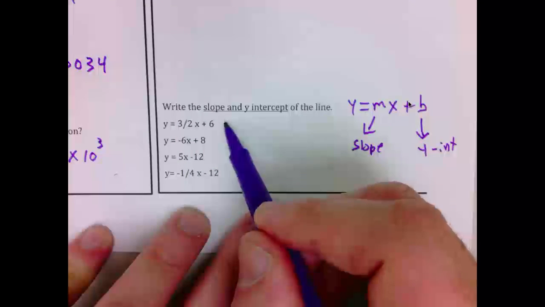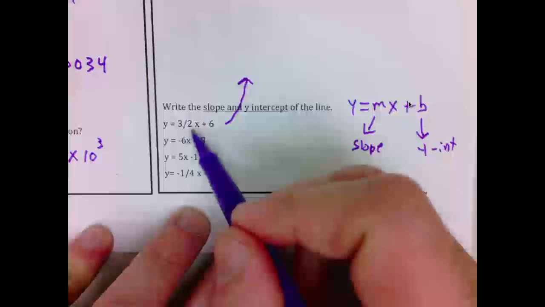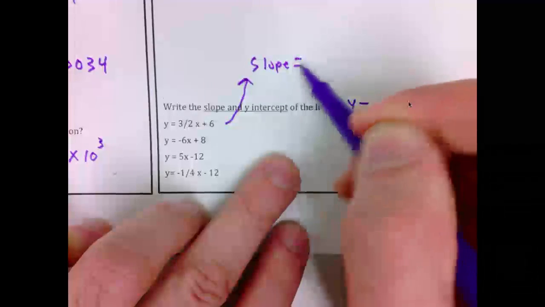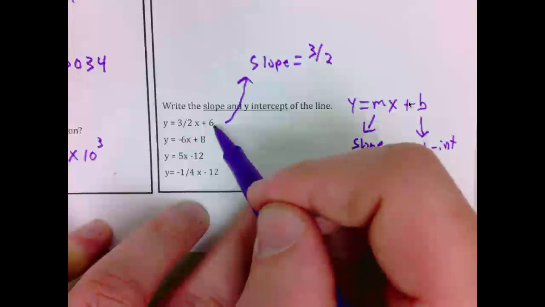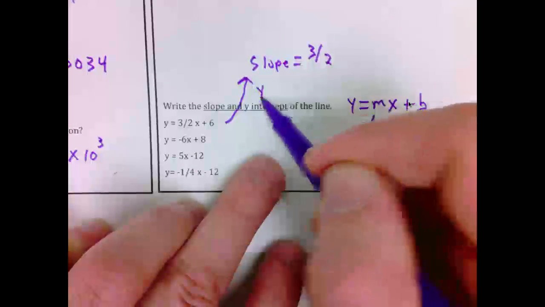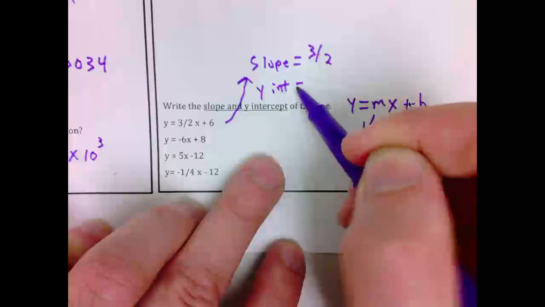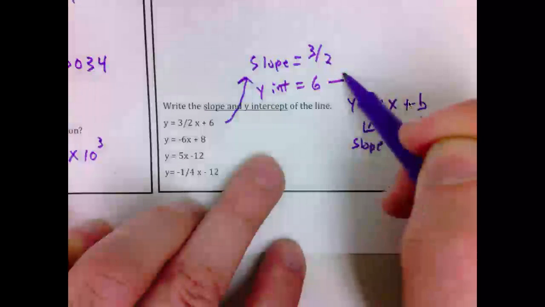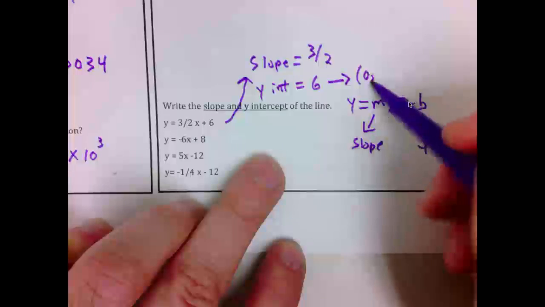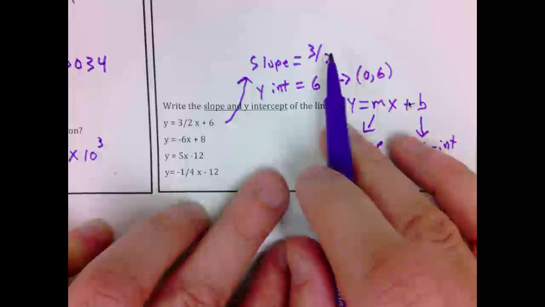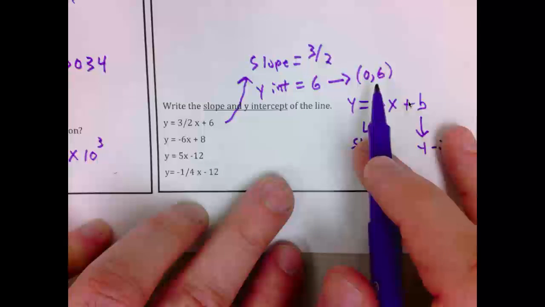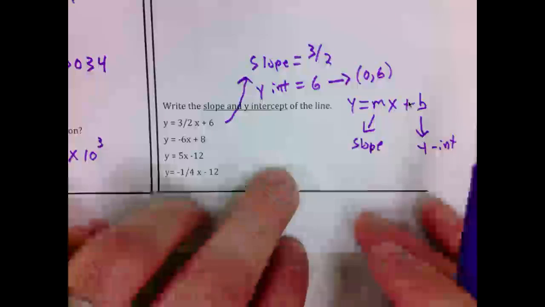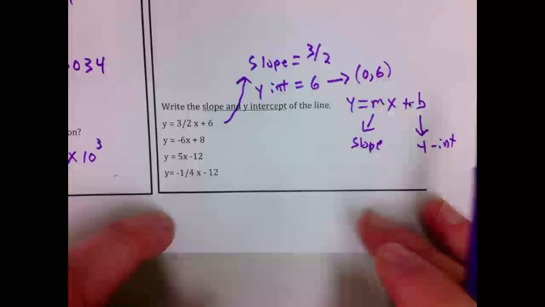In this first one, 3 over 2 is the slope. Slope is 3 over 2. Not 3 over 2x, it's simply the coefficient. And the y-intercept is this 6. Y-intercept is 6. This is a point. It is the point 0, 6. Slope is a rate of change. Y-intercept is a point where the line crosses the y-axis. Alright, with that information you should be able to handle the rest of those problems.